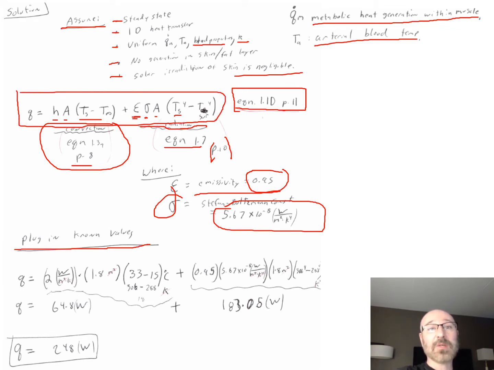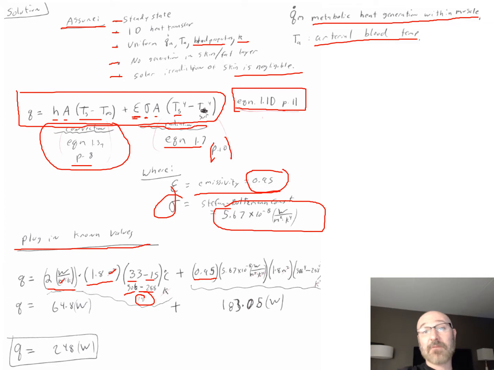So as we do that, we can see that Q is equal to, we plug in our H value there. Our H is 2 watts per meter squared times Kelvin, times our A value of 1.8 meters squared. So meters squared cancel there, times our temperature difference between TS and T infinity, that's 35 minus 15, or in Kelvin, we can convert that and do the difference to get our temperature difference.